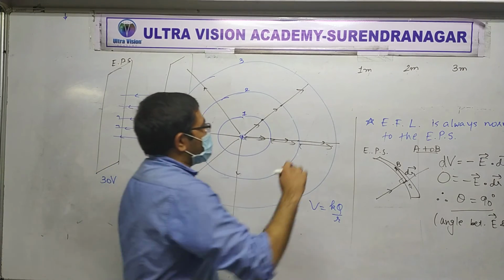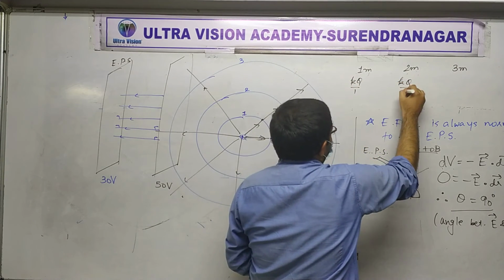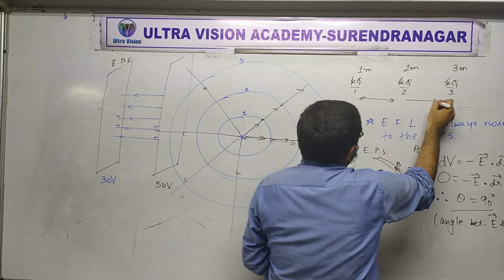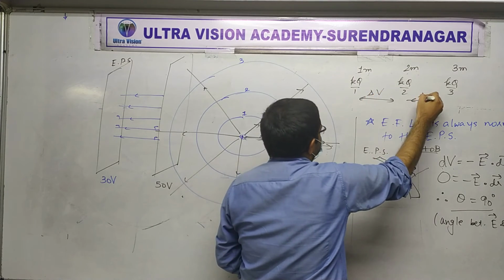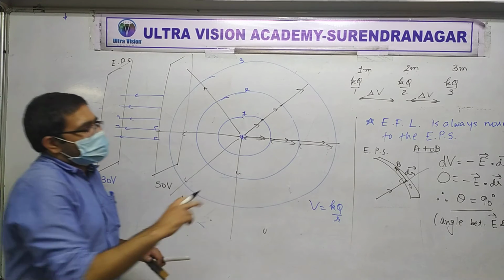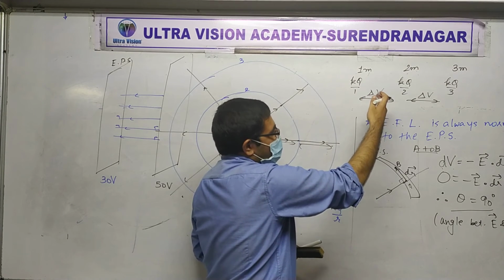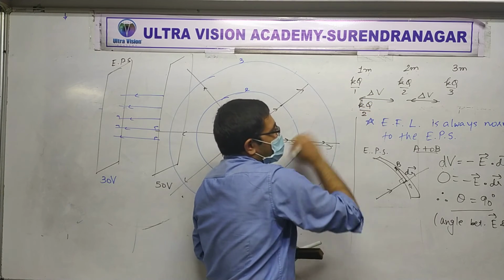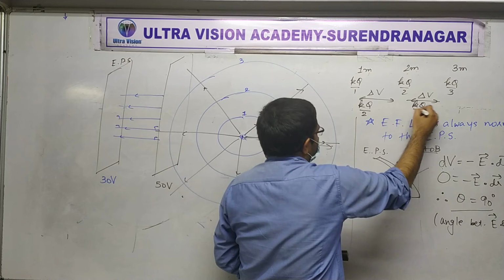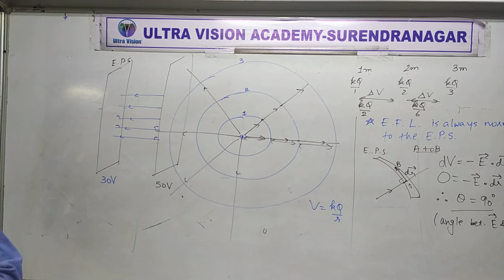Fine. What will be the potential at the first one? It will be k q by 1. This will be k q by 2. This will be k q by 3. Which gap of potential, which potential difference is more? Think about it. What's the difference between first and second? Subtract. k q by 2. Clear or not? What's the difference between second and third? k q by 6. Very good. So which potential difference is more? k q by 2 is more.